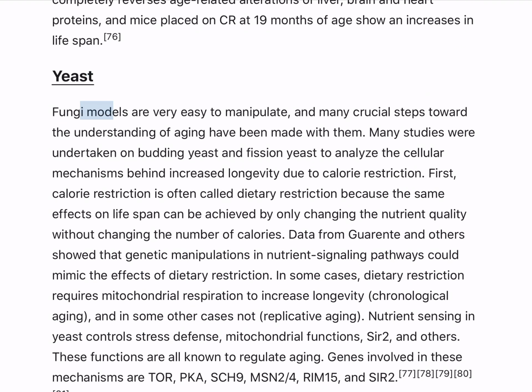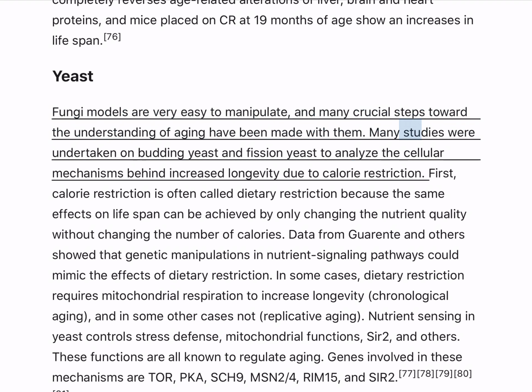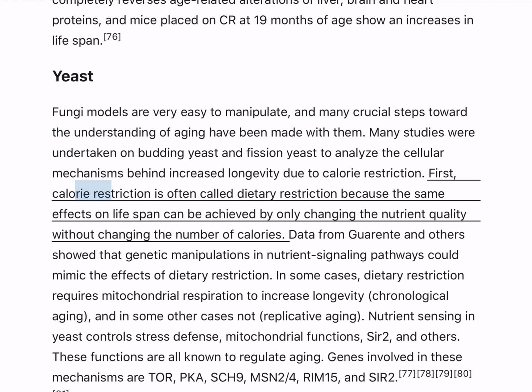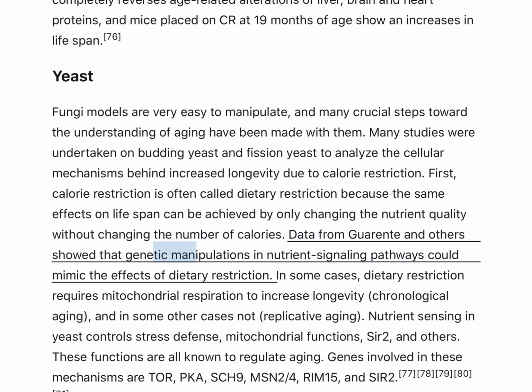Yeast. Fungi models are very easy to manipulate, and many crucial steps toward the understanding of aging have been made with them. Many studies were undertaken on budding yeast and fission yeast to analyze the cellular mechanisms behind increased longevity due to calorie restriction. First, calorie restriction is often called dietary restriction because the same effects on lifespan can be achieved by only changing the nutrient quality without changing the number of calories. Data from Guarente and others show that genetic manipulations in nutrient signaling pathways could mimic the effects of dietary restriction.